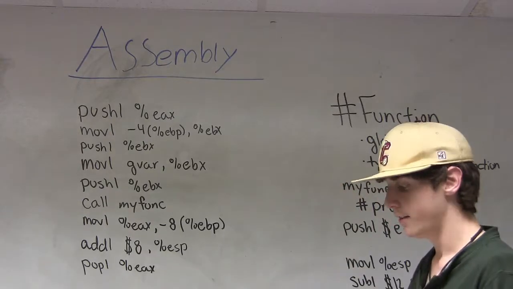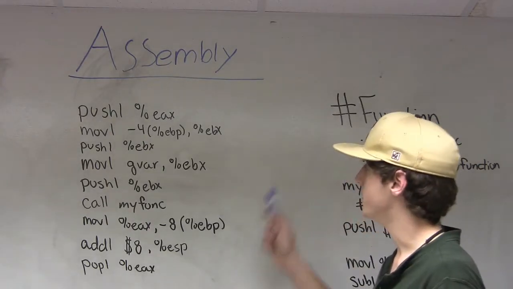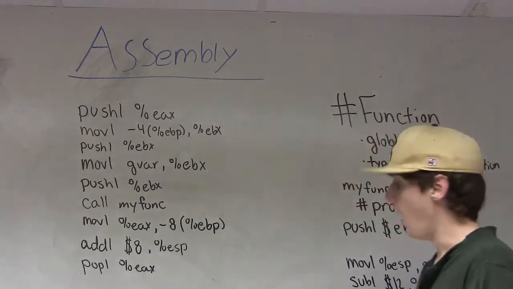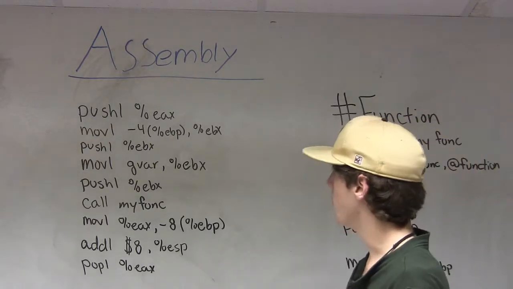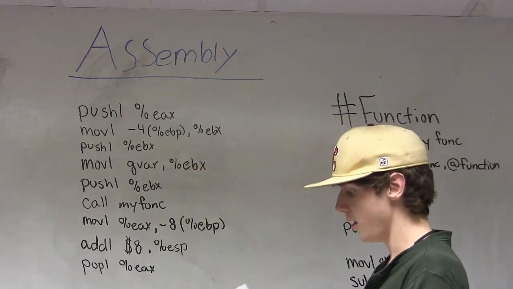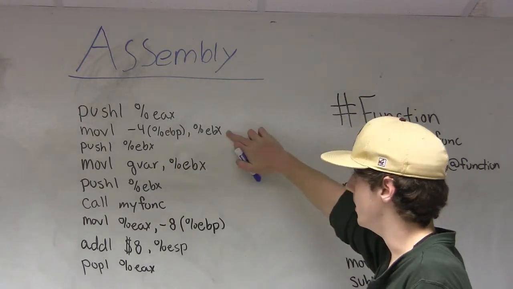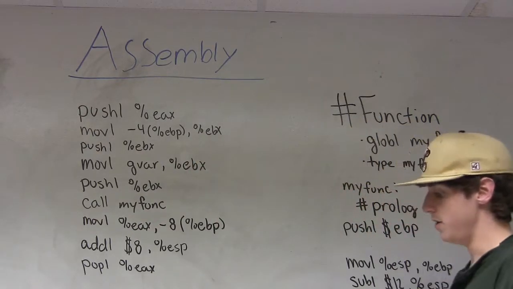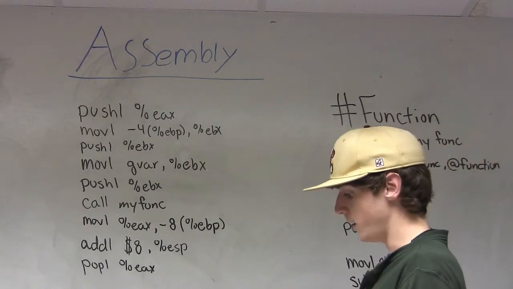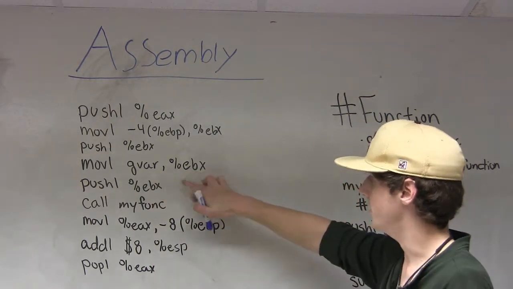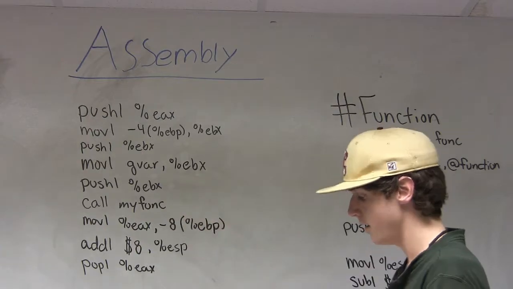Like I said, the caller has data in the A register, so we're going to have to push the A register. ivar is a local variable, so it's 4 bytes from the base pointer, and we're going to move it into the B register. Then we're going to push the B register, and gvar is a global variable, so we can use direct addressing, which you see right here. We're moving gvar into the B register, and then we're going to push the B register.